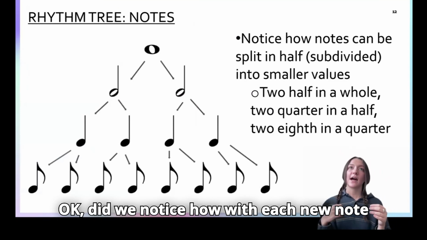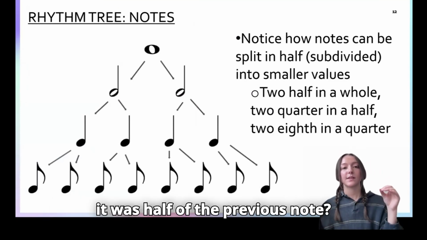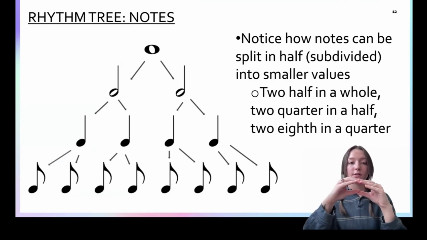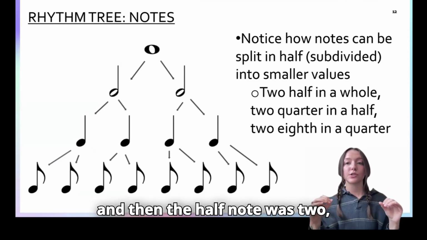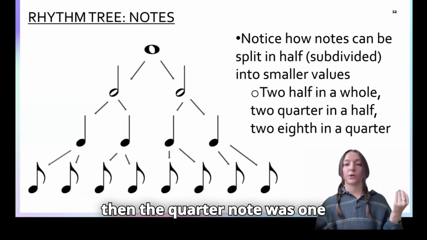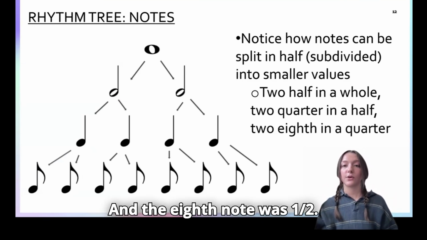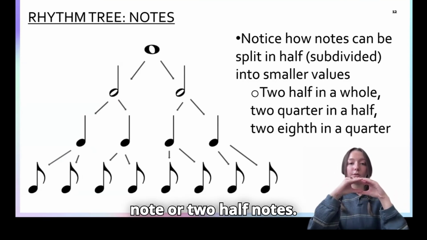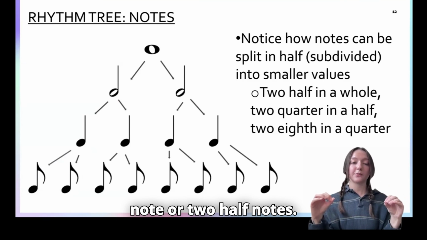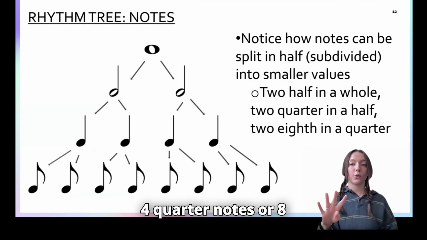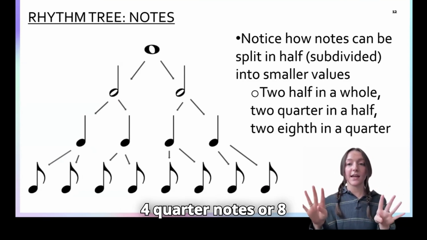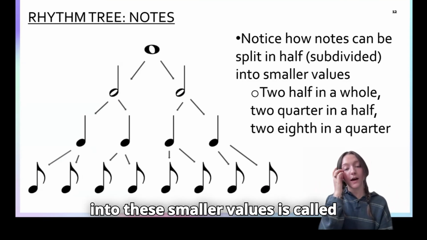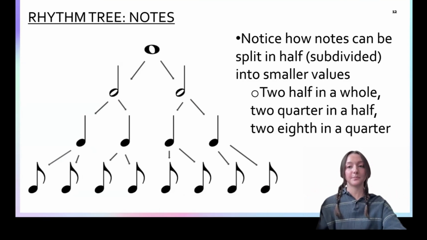Okay, did we notice how with each new note, it was half of the previous note? So the whole note was 4, and then the half note was 2, then the quarter note was 1, and the eighth note was 1/2. So in a measure, there would be 1 whole note, or 2 half notes, 4 quarter notes, or 8 eighth notes. Splitting it down into these smaller values is called subdividing.